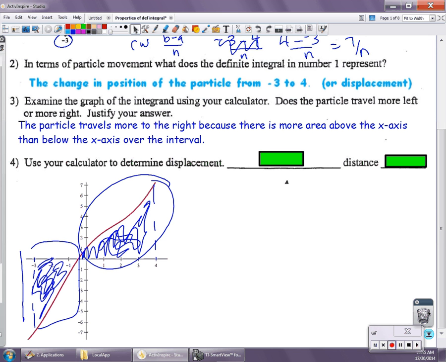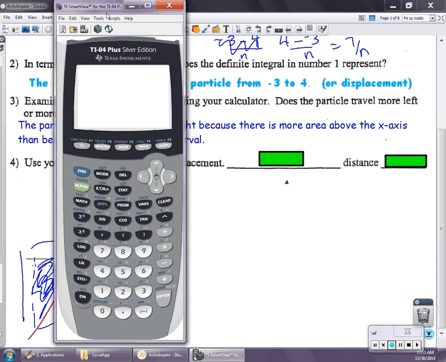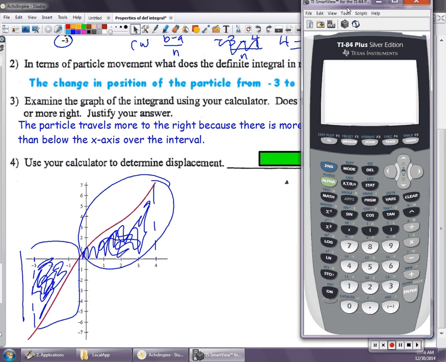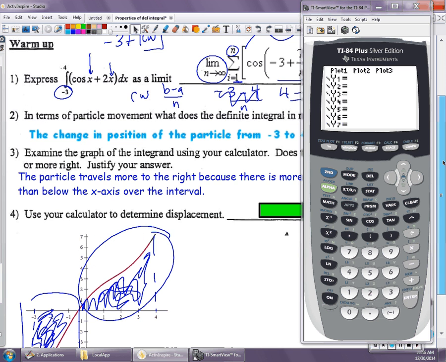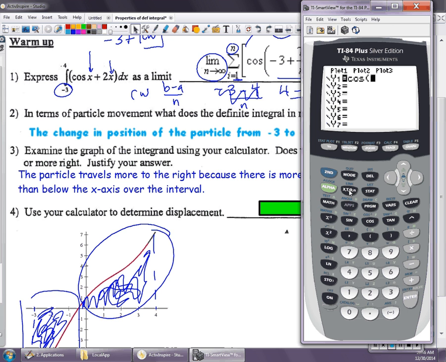And so I have pulled out my calculator. And if you have a newer model, remember it will operate a little bit differently than mine. It's actually more intuitive on the newer models. So I'm going to put in my function, which is cosine x plus 2x.